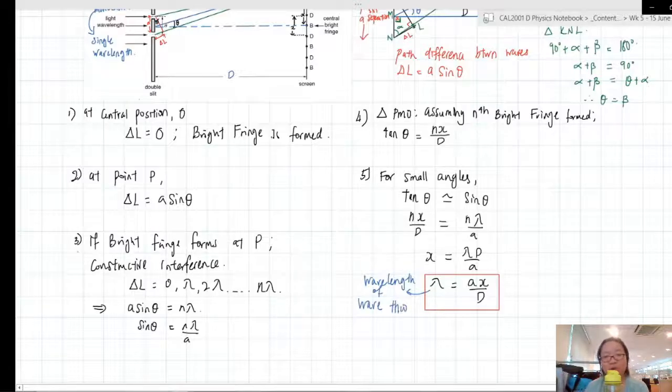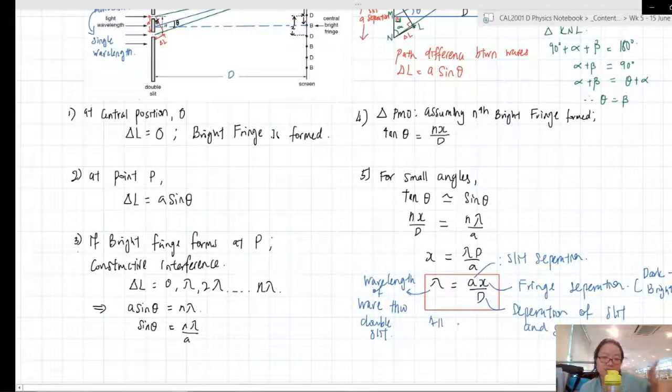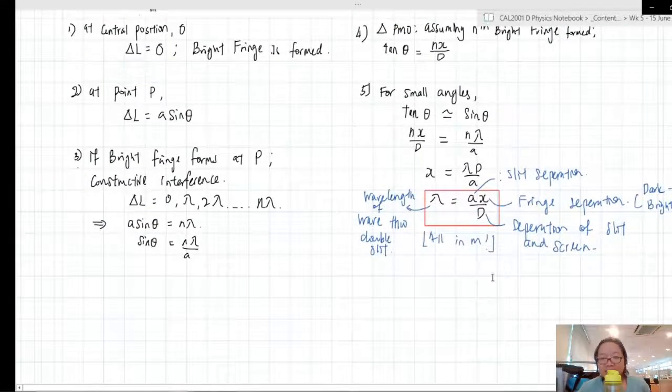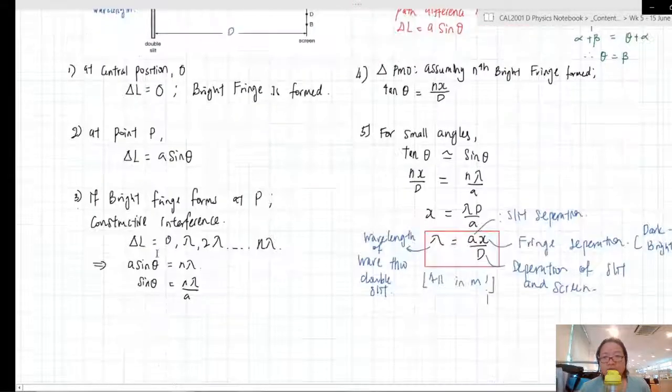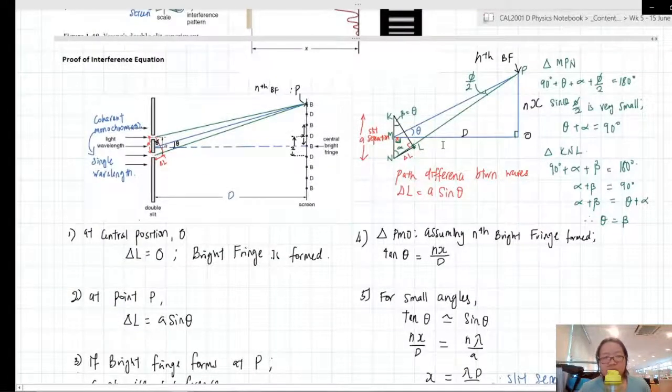Anyway, lambda is the wavelength of the wave passing through the double slit. a here is your slit separation. x is your fringe separation. Please don't get confused. So fringe separation is dark to dark or bright to bright. And D here is the separation from the slit to the screen. All these values must be in meters, so please convert. If not, very hard to ratio. I know they are all values for length, unless they all have the same unit, then it's fine.